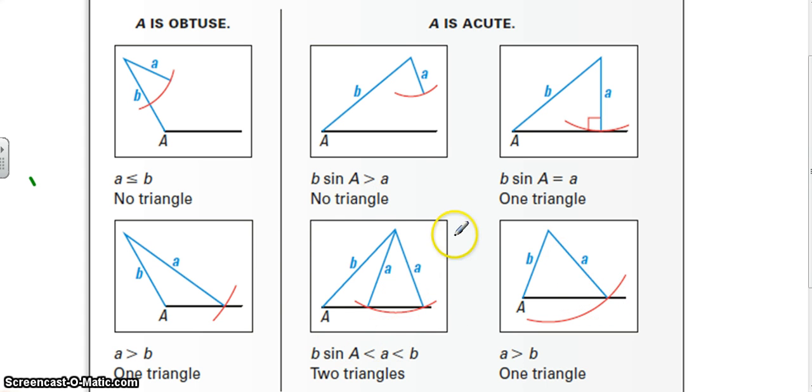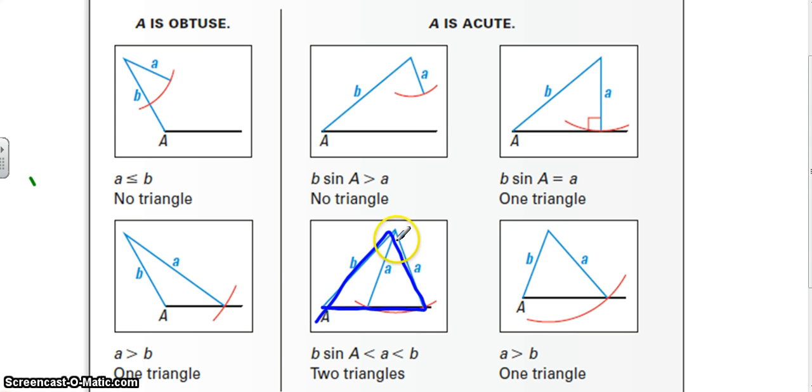This is where it gets a little more complicated. This is sometimes called the ambiguous case. What's happening is you have an acute angle that you're given a side, and that second side is shorter than the first side that makes up the angle. And what can happen is the side can come down and touch and make a triangle right here. So I have this triangle.